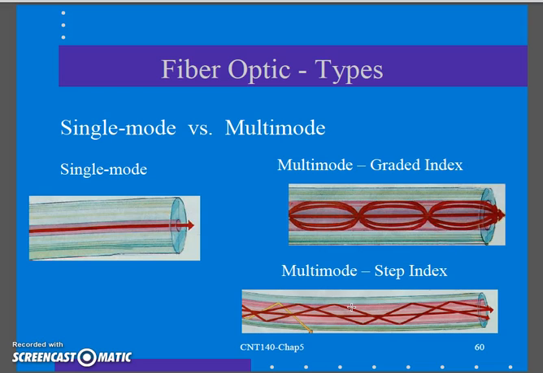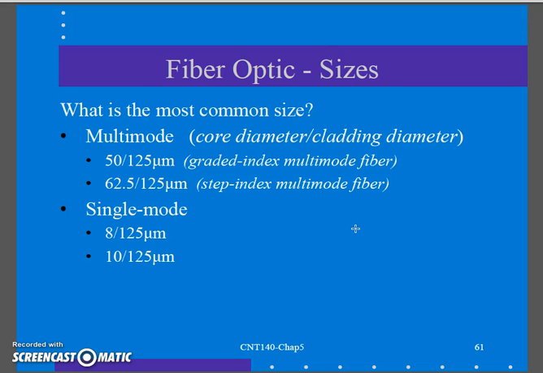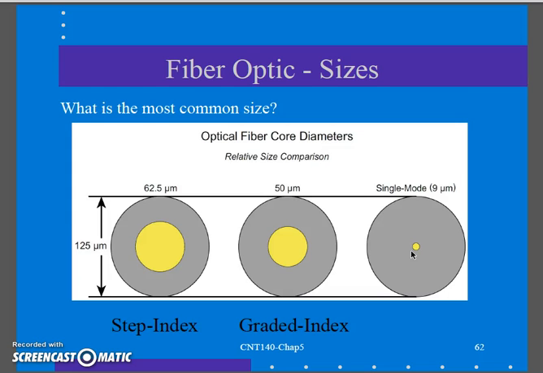So what you end up finding when you do a little bit more reading is your multimode step index, 62.5, the light signal does not go as far because it's not treated as nicely, if you will, as the graded index. The graded index can go greater distance because it's very gently coaxed down the fiber. And here's the summary of those sizes I was just mentioning to you. Multimode 50-125 is your graded, 62.5-125 is your step index. And your single modes are typically in the 8-125 or 10-125 diameters.